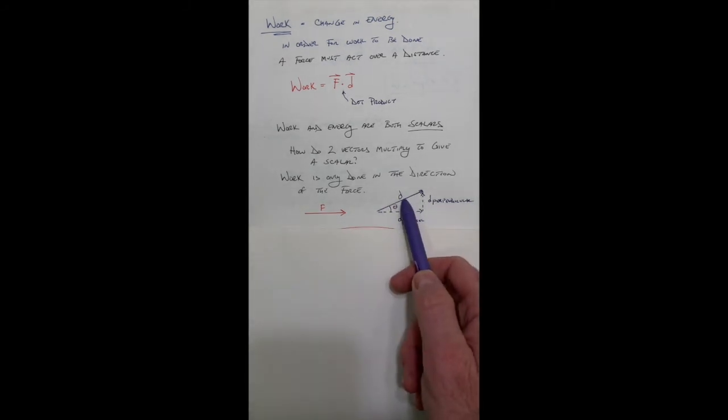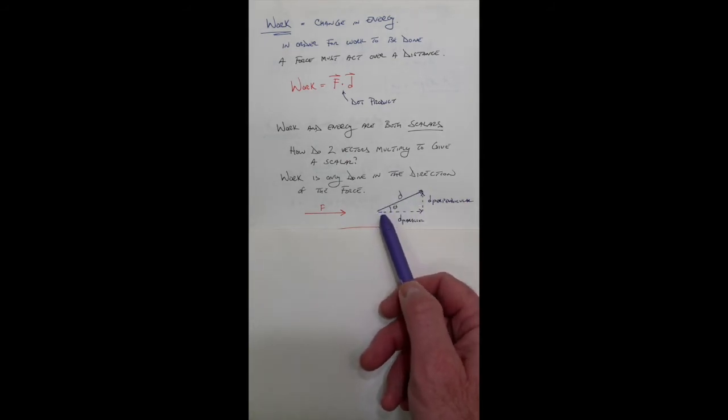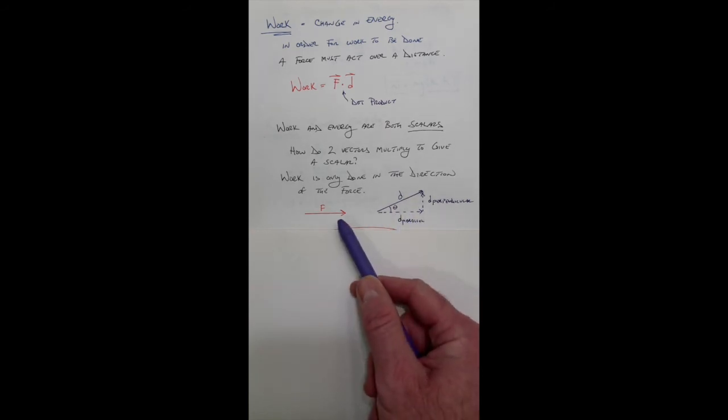And in order to do this, we have to set some rules. The rule here is going to be that work is only done in the direction of the force. So what do I mean by that? Let's say I have a force going to the right, but my object is actually moving rightward and upward. So I've got some force F, and some displacement d that I'm moving, but the whole displacement is not allowing me to do work. I only do work in the distance parallel to my force.